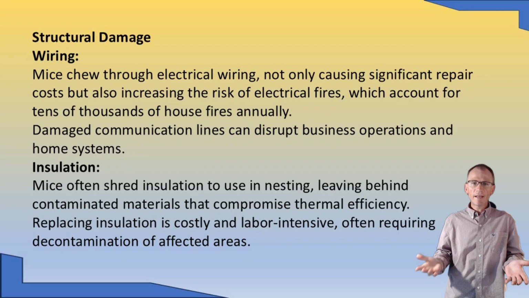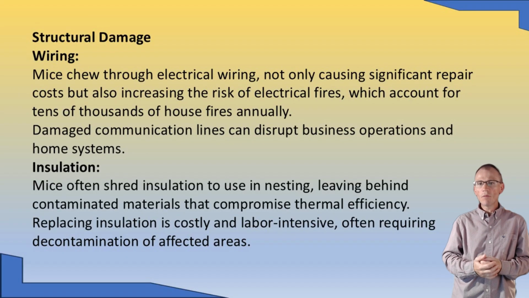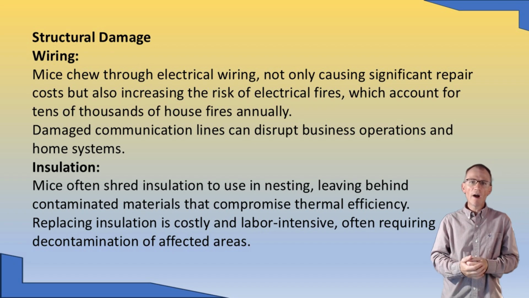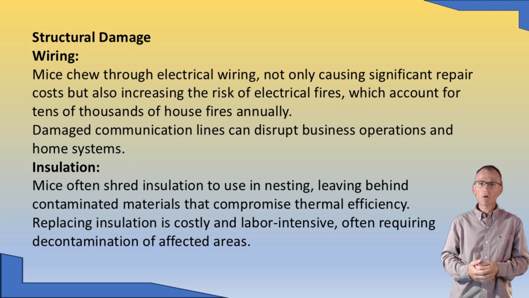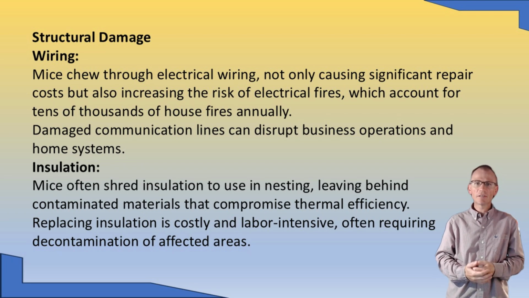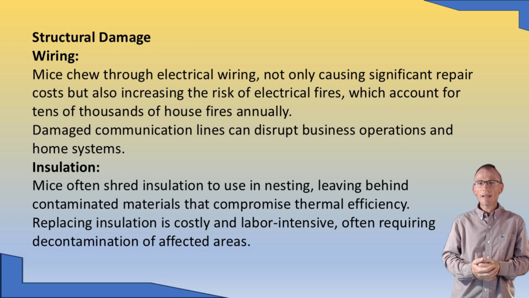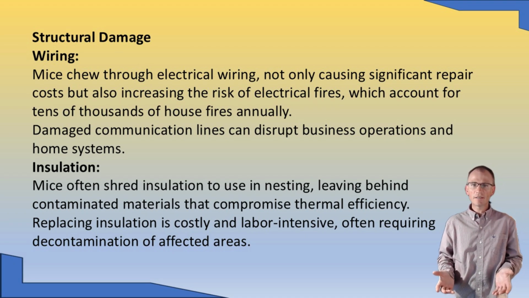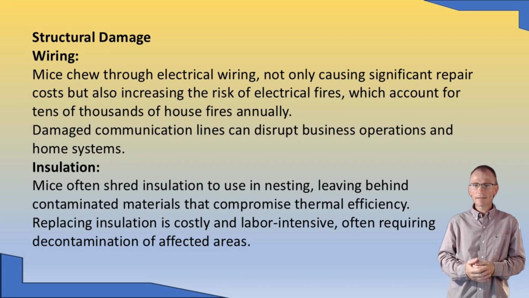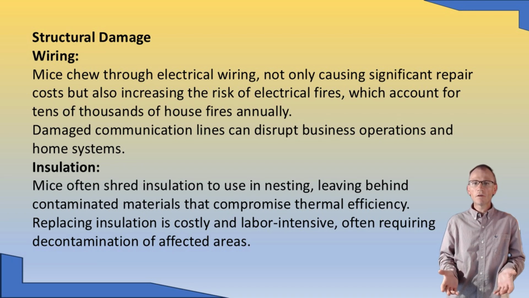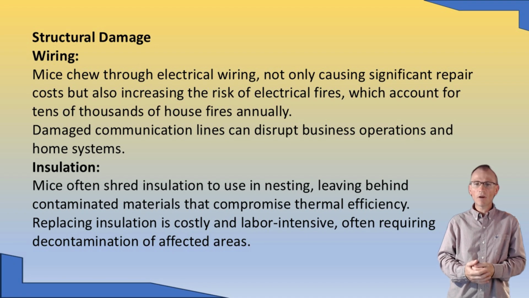To further that point, think about things like structural damage. Let's look at wiring. Mice are going to chew through electrical wiring, not only causing significant repair costs, but also increasing the risk of electrical fires, which account for tens of thousands of house fires annually. Damaged communication lines can disrupt business operations and home systems. When we look at insulation, mice often shred insulation to use in nesting, leaving behind contaminated materials that compromise thermal efficiency. Replacing insulation is costly and labor intensive, often requiring decontamination of affected areas.